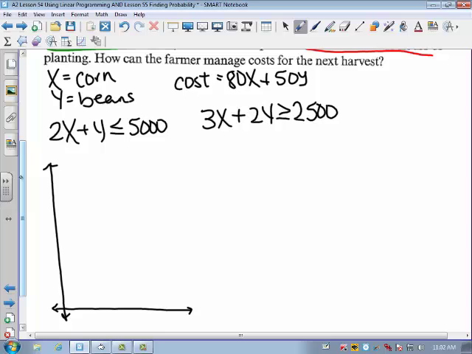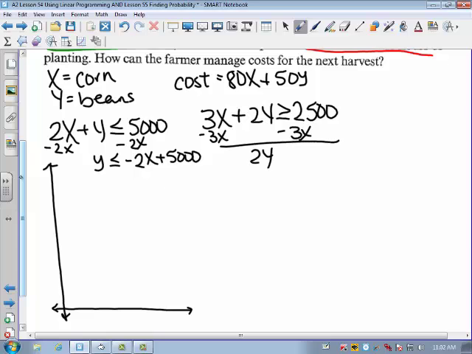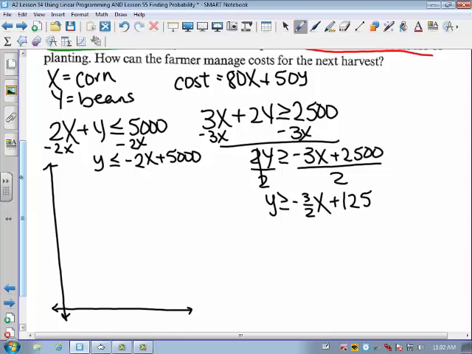All right. Now, the only thing that I have to graph this time are these 2 inequalities. Does everybody see that? The first one, what do I need to do? Get y by itself, so I'm going to subtract 2x. And that gives me y is less than or equal to negative 2x plus 500. On the other one, what do I need to do? So I have 2y is greater than or equal to negative 3x plus 2,500. Now what? Divide by 2 on both sides. So I have y is greater than or equal to negative 3 halves x plus 1,250.